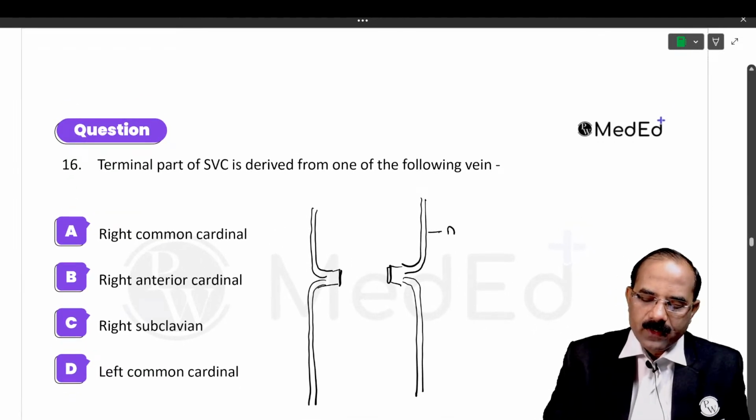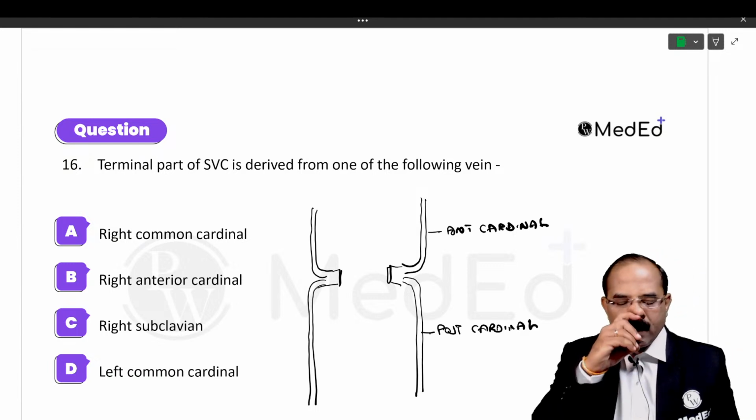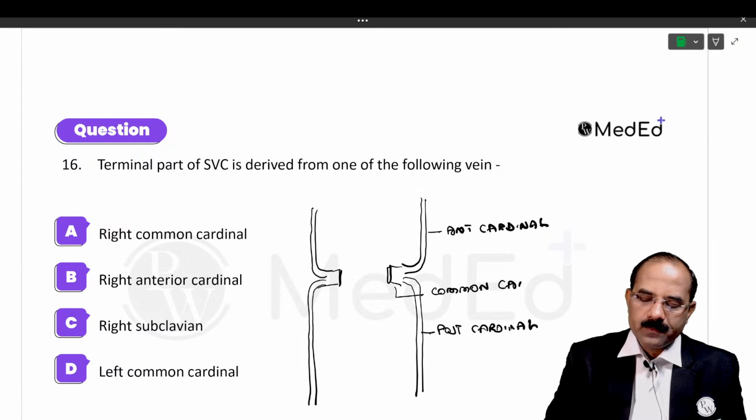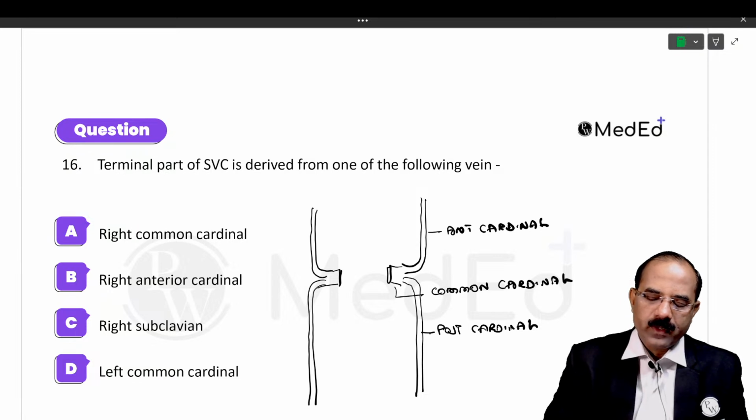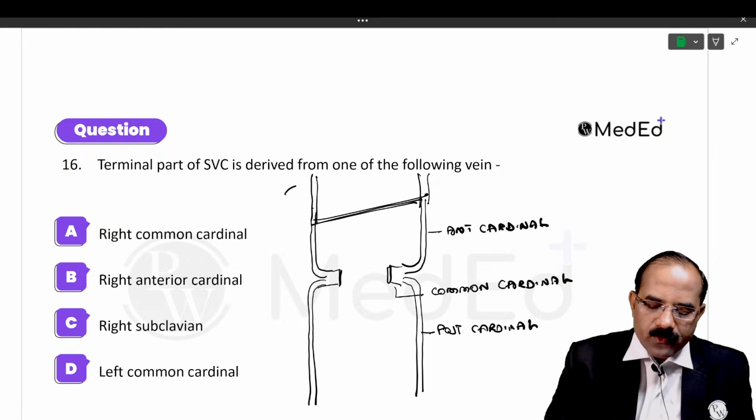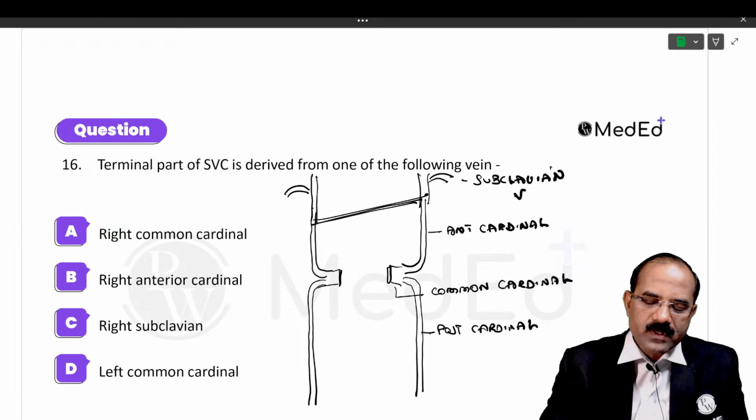ये है anterior cardinal vein. हाँ, ये है anterior cardinal. ये होगा posterior cardinal. हाँ, anterior cardinal, and ये कौन है? Common cardinal vein. ओके बच्चों, एक मिनट, आई फिनिश दिस. यहाँ पे एक एनास्टोमोसिस होता है. There's a vein which comes and joins this anterior cardinal vein. इसका नाम क्या है? Subclavian vein. ये होगा subclavian vein.